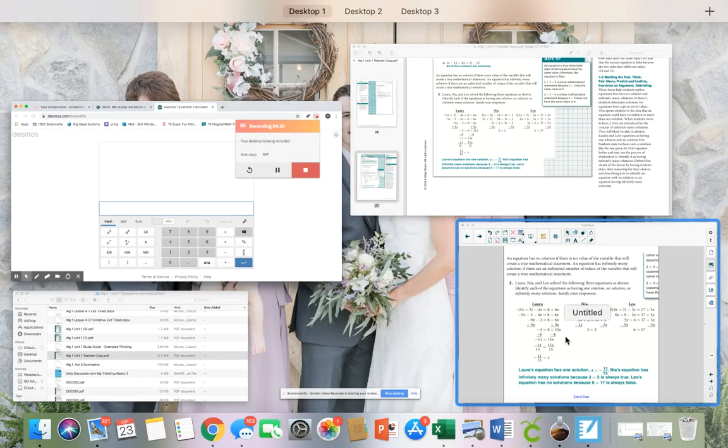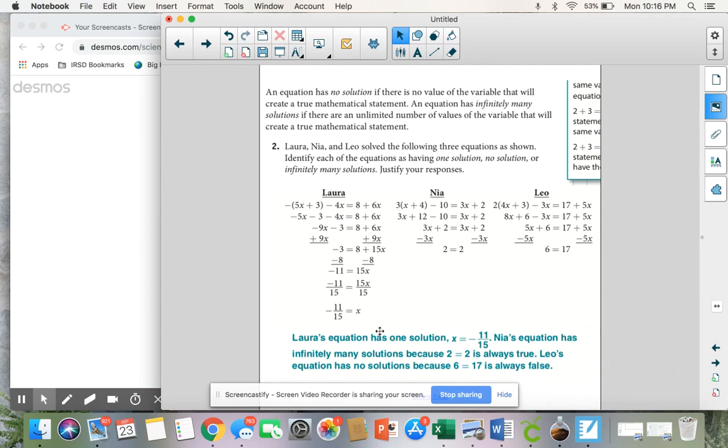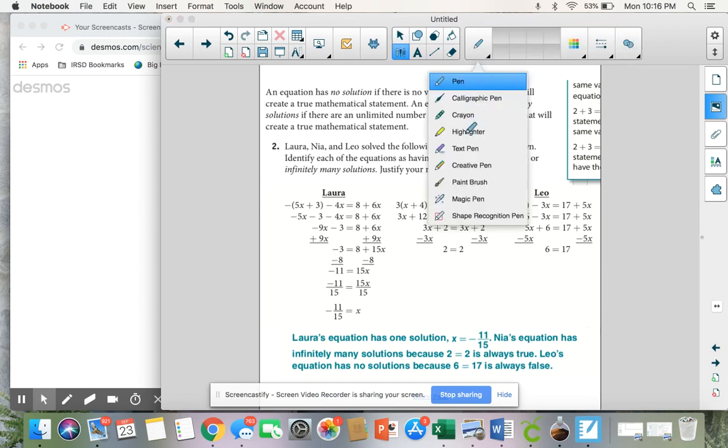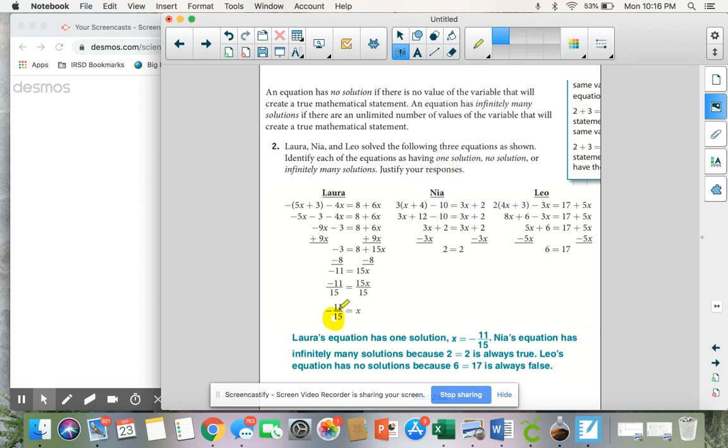All right, here's what you should have for your answers for number 2. So Laura's equation right here, x has one solution, and that one solution is negative 11/15. For Nia, hers has infinitely many. Going back up to this step right before she got to this, so 2 always equals 2. That's always a true statement. If it's always a true statement, then you can put any value in for x and it remains a true statement.